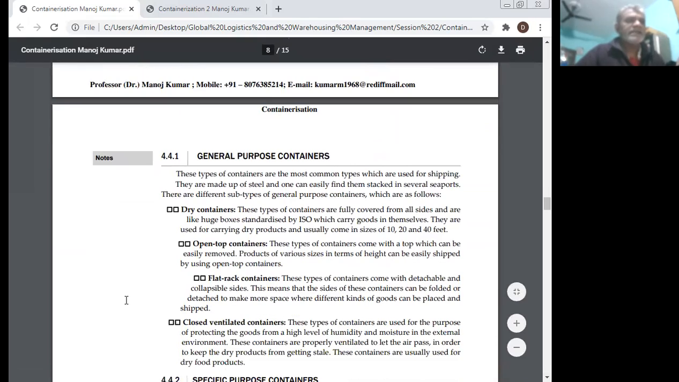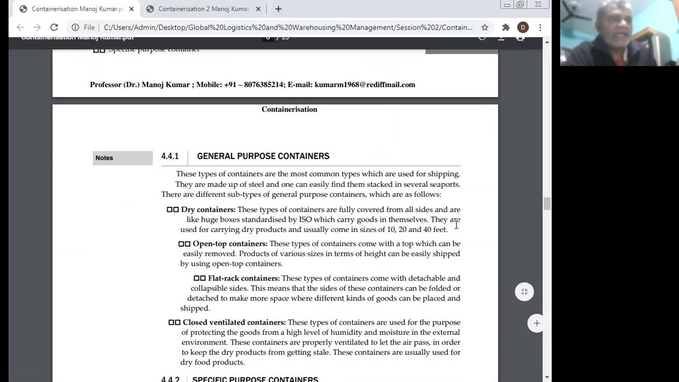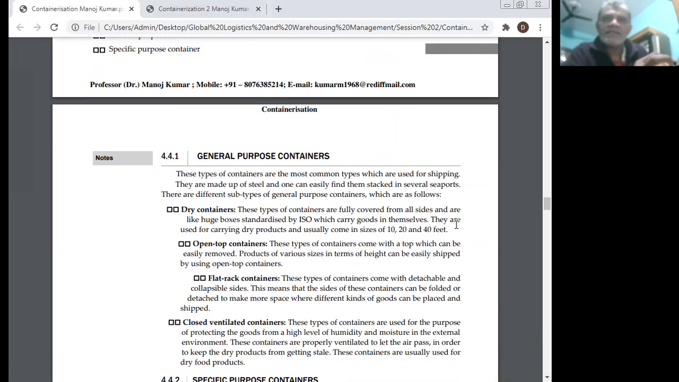General purpose container. These types of containers are the most common type used for shipping. They are made of steel and one can easily find them stacked in several seaports. There are different subtypes of general purpose containers, which are as follows. Dry containers. These types of containers are fully covered from all sides and are like huge boxes standardized by the ISO, which carry goods in themselves. They are used for carrying dry products and usually come in sizes of 10, 20 and 40 feet.